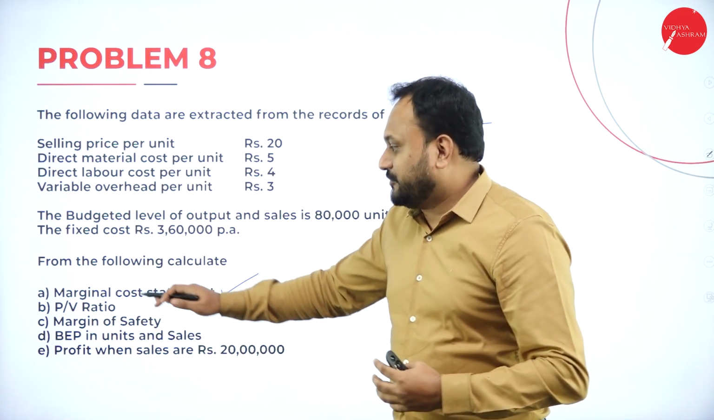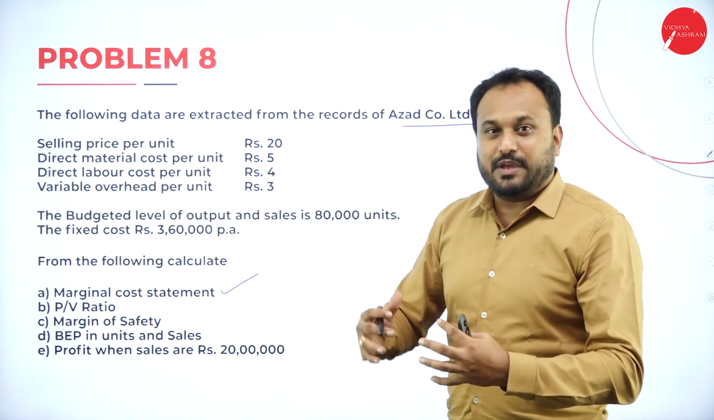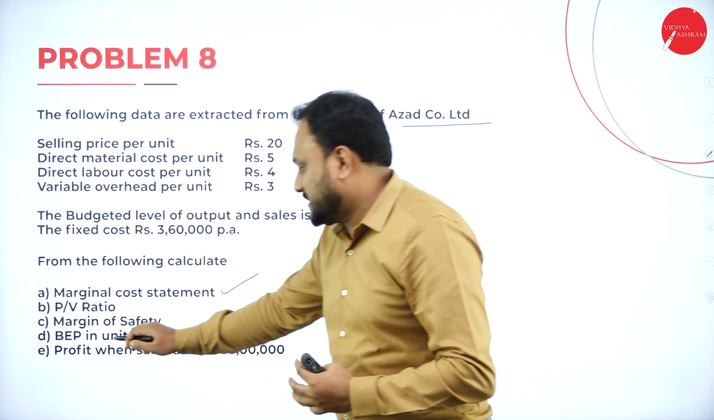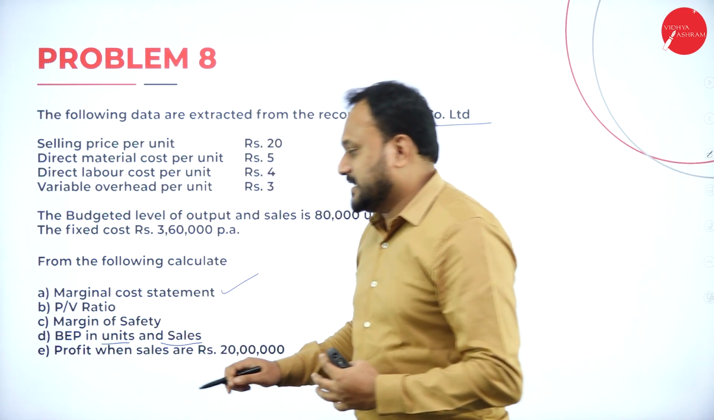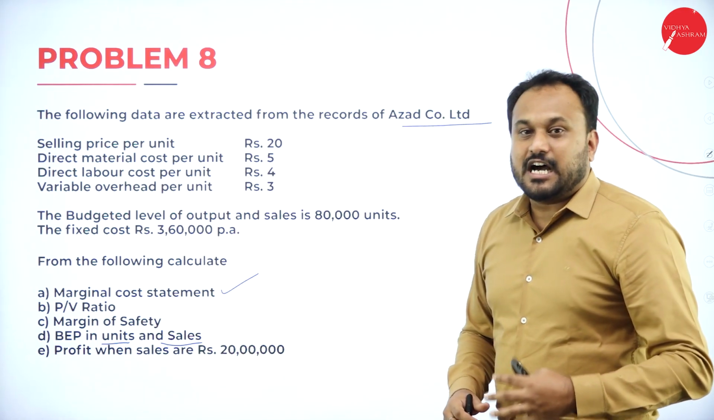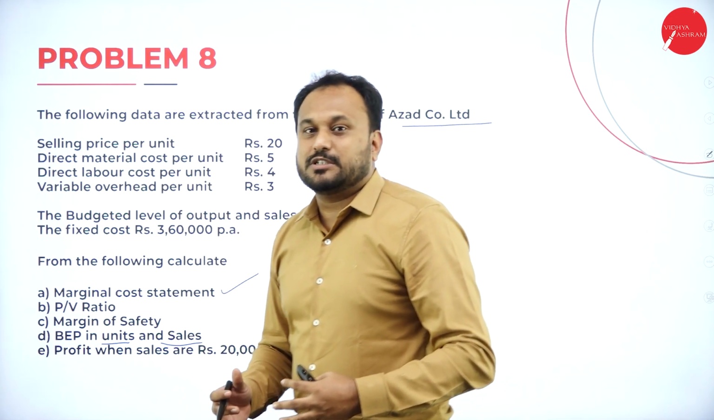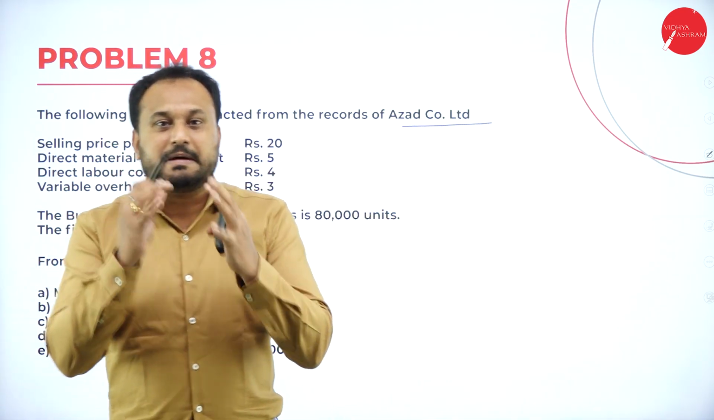Next we need to find PV ratio, followed by margin of safety. Then we have BEP in units and sales. And the last one is profit when sales are 20 lakh rupees. So all these formulas you people know. Something new is the marginal cost statement. Let's go with the marginal cost statement.